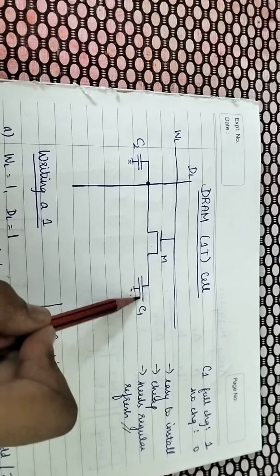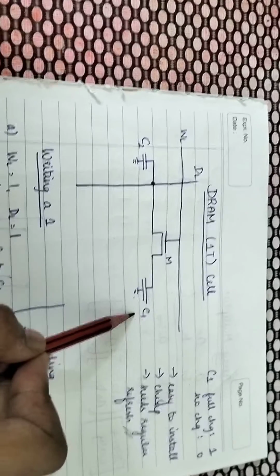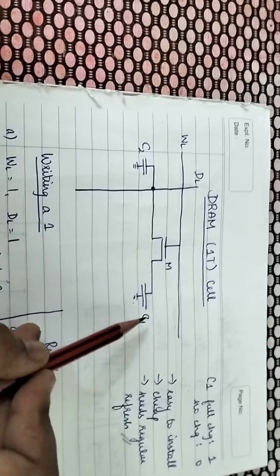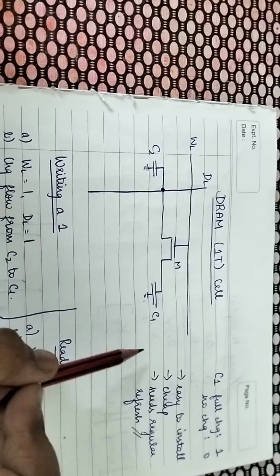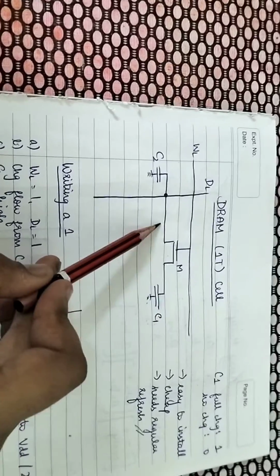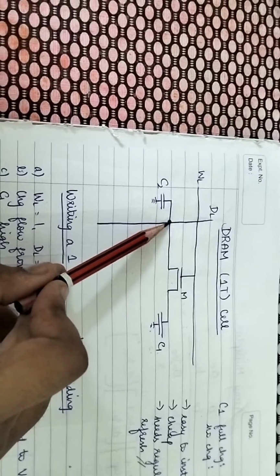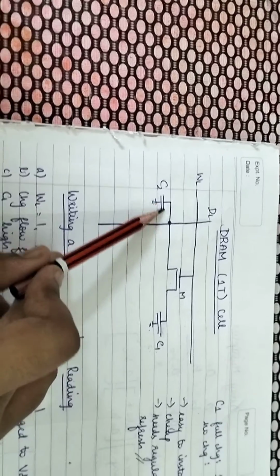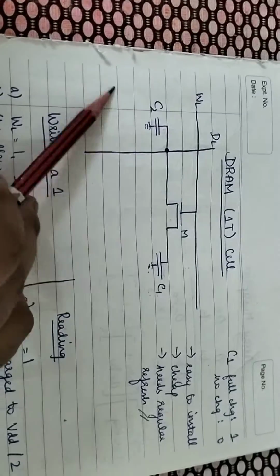The transistor on the one hand is connected to a capacitor C1, which is responsible for data. So if C1 is fully charged, we say the data stored is a 1. If it is empty, we say the data stored is a 0. And on the other side, the transistor is connected to the data line, and the data line is again connected to a capacitor C2, which is sometimes called the column capacitance.